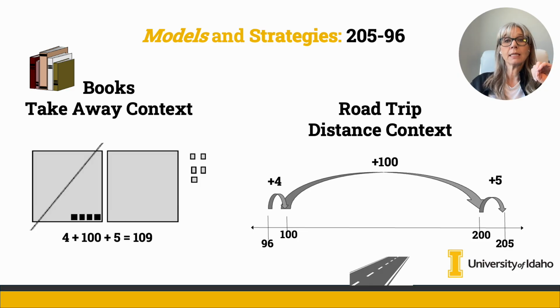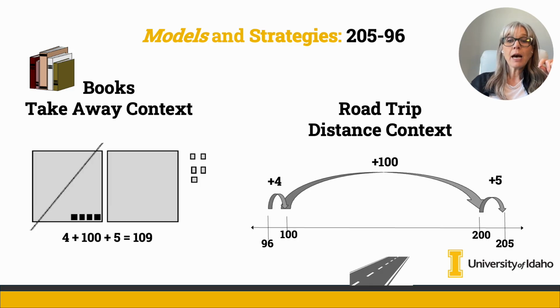Now, the second context about the road trip emphasizes subtraction as a distance. In this case, we're looking for the distance between 96 and 205. Students tend to draw a line if they need a visual for this problem. This student was fairly efficient in making their jumps from 96 and up to 205. In less efficient thinking, we might see more jumps to get to 205.